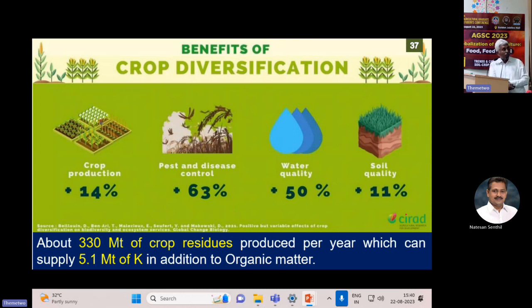Because if you go for crop diversification, there is a potential of crop residues being given, more than 330 million tons.